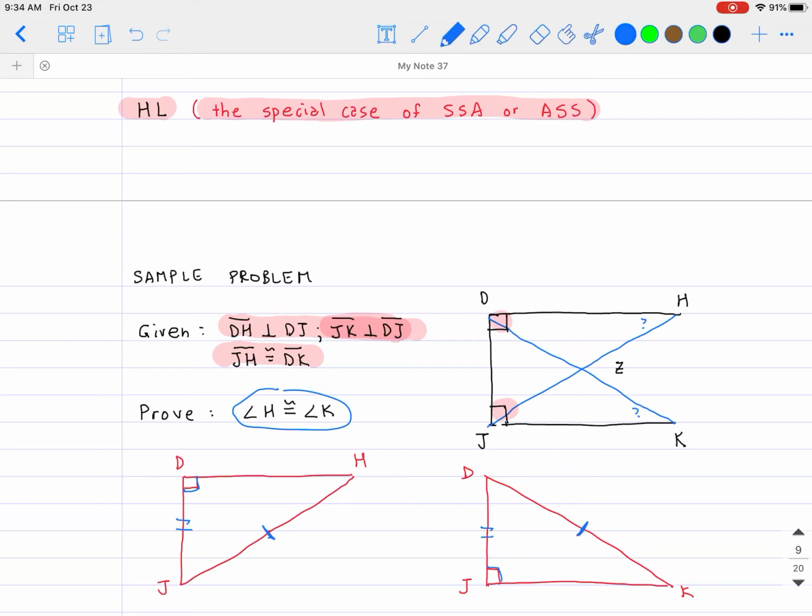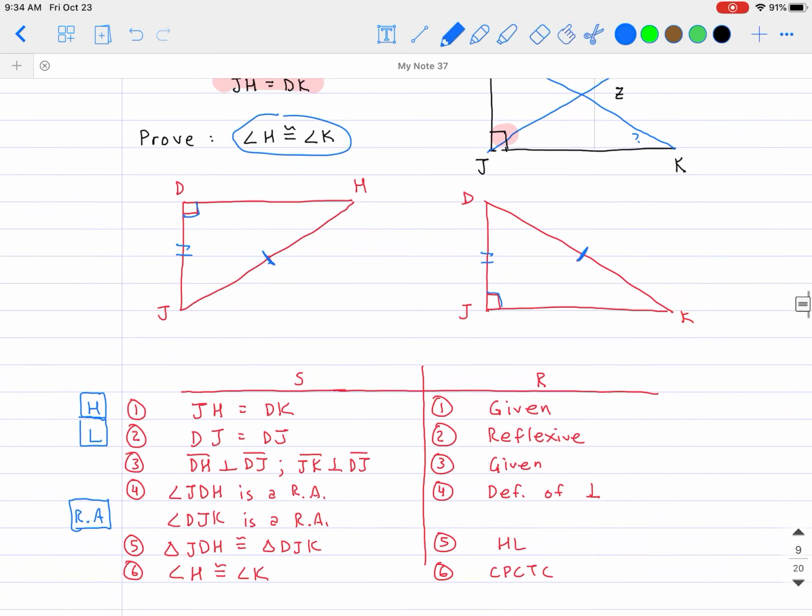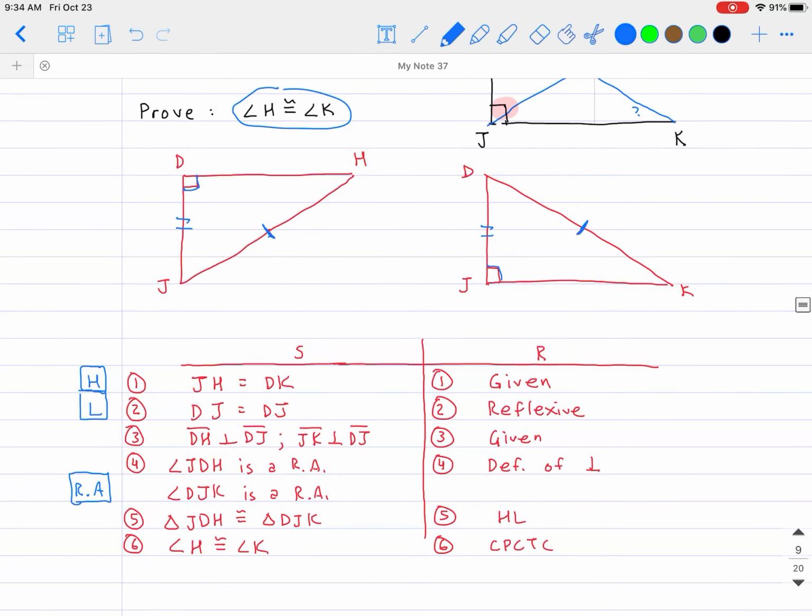So we have the right angle, we have the hypotenuse, now we're missing a leg. And if you look carefully, those two triangles share DJ as a side. So I definitely can use the reflexive property there. But there it is. There's our hypotenuse leg. So now we can go ahead and use the proof. So here's what it's going to look like then.